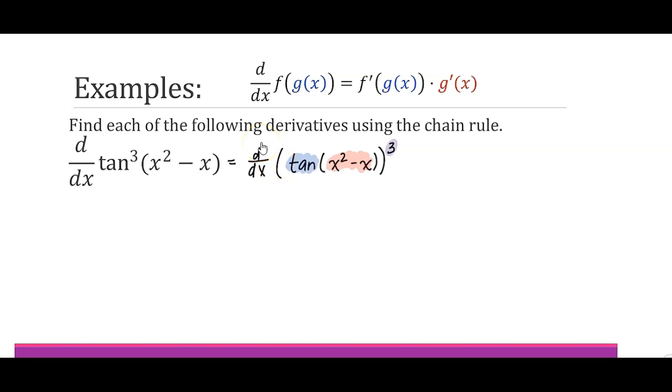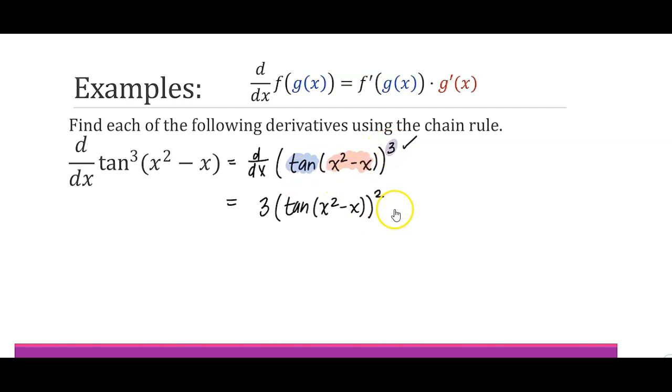So I want to start by taking the derivative of x cubed, which is 3x squared. So we're going to go ahead and have 3, but instead of x squared, I'm going to leave the entire inside function. So tangent of x squared minus x. So back to the original, what I've taken care of is the derivative of the outermost function. So that part is gone. So I'm going to put a check. I've taken care of that.